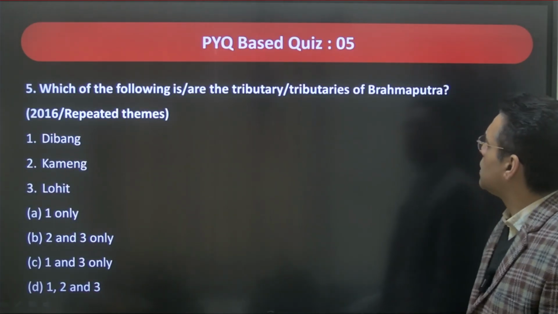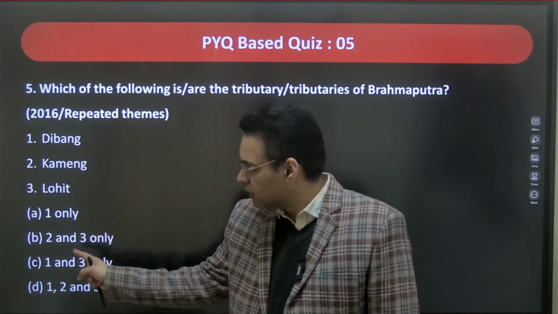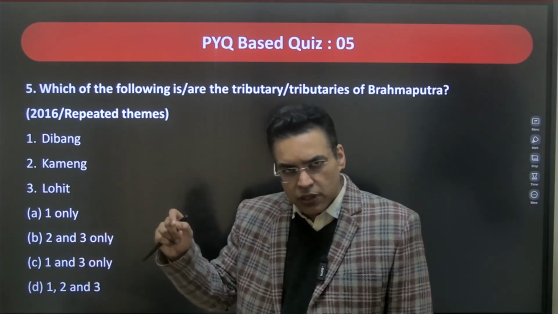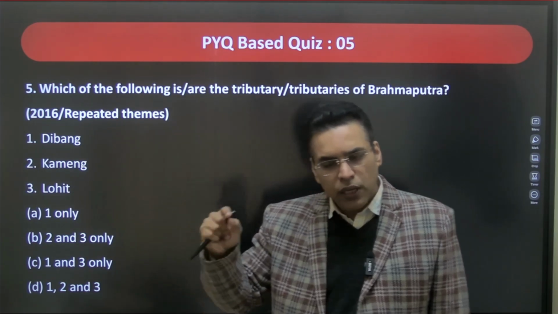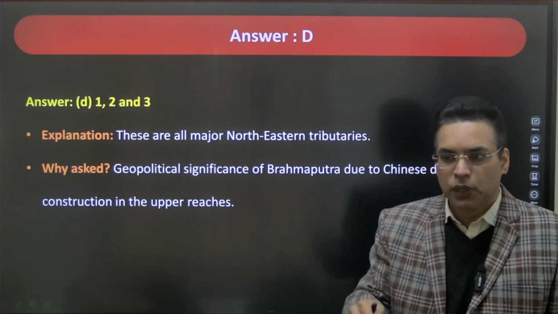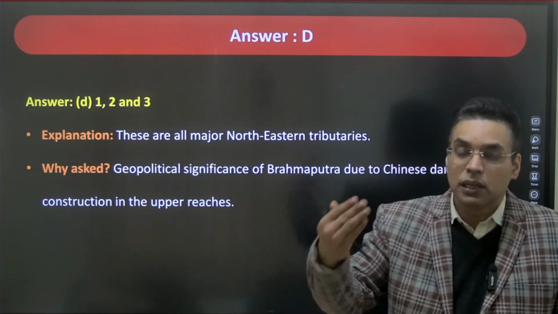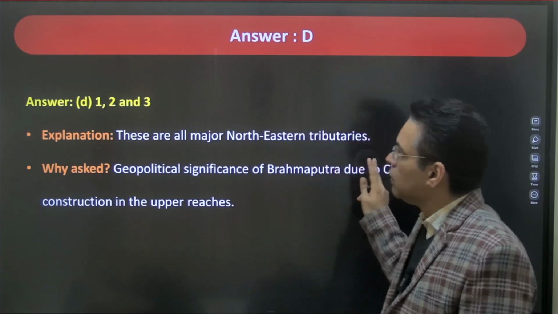Which of the following are tributaries of the Brahmaputra? This is a repeated theme. All three are tributaries of the Brahmaputra. So with rivers, where they are flowing, the location, you have to go and solve these maps. You can't just remember them. Make a map, list them, take an atlas while studying, and when something comes in the news, that will help you solve the questions in a better way.